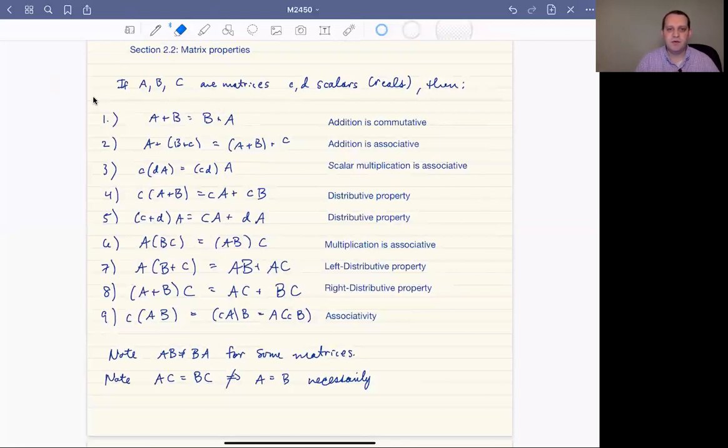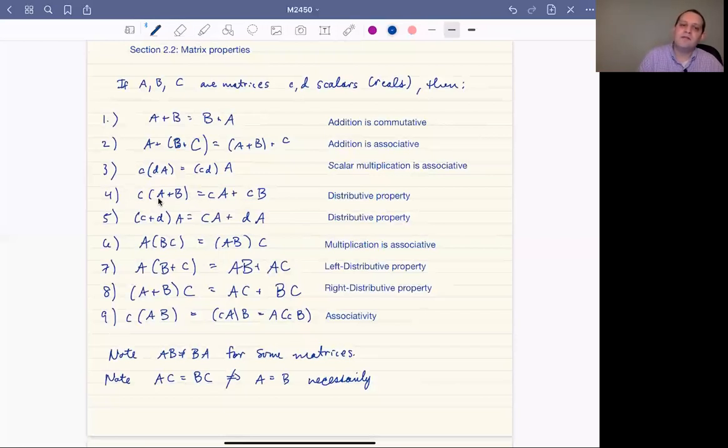The first is that if you add two matrices, it doesn't matter the order. So we say that addition is commutative. If we add three or more matrices together, it doesn't matter the order. So we can add the first two together first or the last two together first. It doesn't matter. We have associativity of scalar multiplication. So if you have c times dA, that's the same as cd times A.